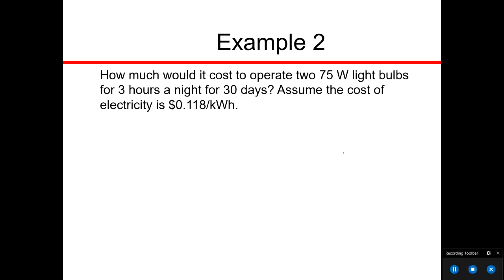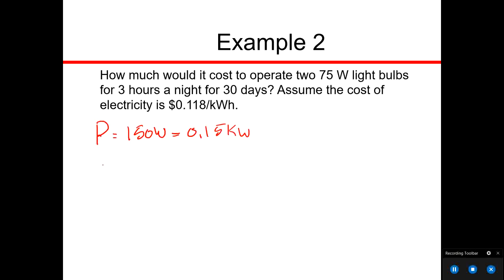Okay, so an example, how much would it cost to operate two 75-watt light bulbs for 3 hours a night for 30 days? Assume the cost of electricity is $0.118 per kilowatt hour. So first we want to take our power. So our total power is going to be 150 watts since we're using two 75-watt light bulbs. We just want to convert that to kilowatts by dividing by 1,000 because we're looking for kilowatt hours.